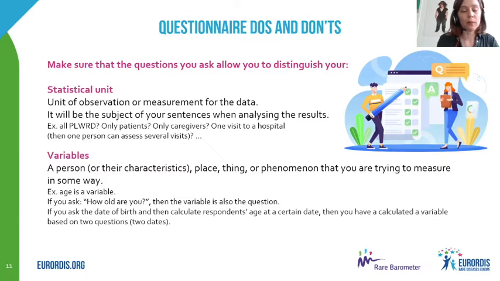And the variables also, so there's a difference between the question that you ask and the variables. For instance, you can ask for the age of the respondents, and you directly have the age, but you can also ask for the date of birth and then calculate the age. So you would still have the age, but it's not a question itself. And sometimes you have to ask several questions to get one variable that is of interest for you.